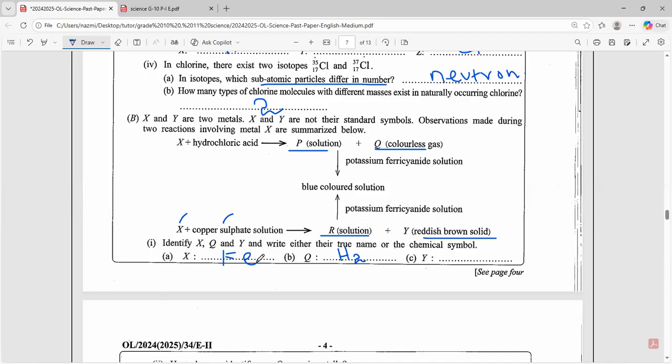When Fe is reacted with copper sulfate, now if X is Fe, iron is more reactive than copper, no? So iron can take the sulfate and leave out copper. So that reddish brown solid is what? Copper. Y is copper.